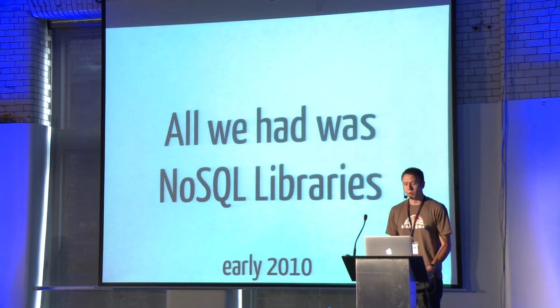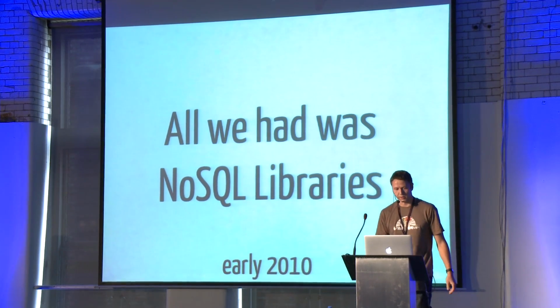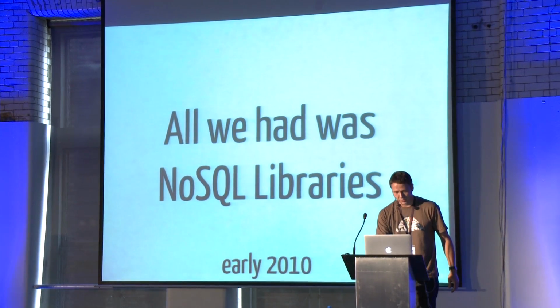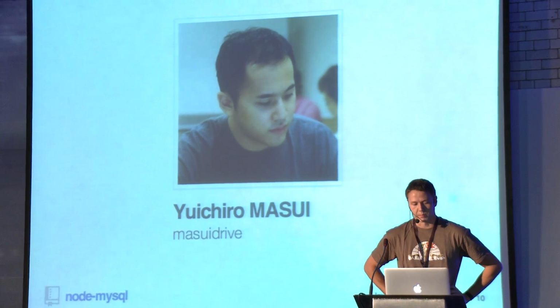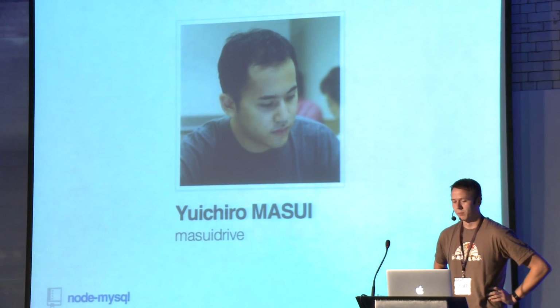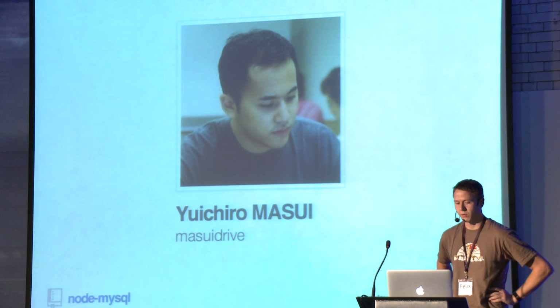All we really had was NoSQL libraries. Go figure. I guess those were easier to talk to because CouchDB was getting pretty popular back then and it had an HTTP interface. But that's actually not quite true, because in early 2010, there was somebody, that's him right here, Masui Drive. He submitted a patch to the Node mailing list. I think it was related to promises, which we long got rid of. But along with this patch, he said, by the way, I have implemented a MySQL protocol driver for Node.js.